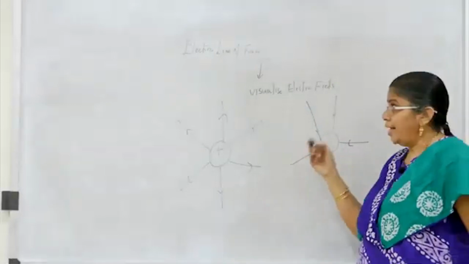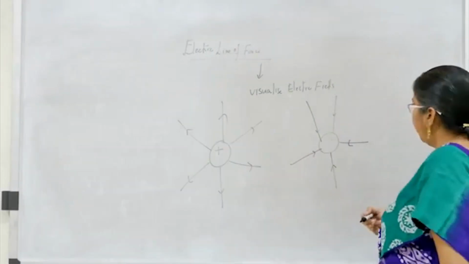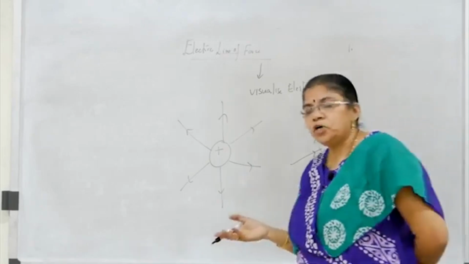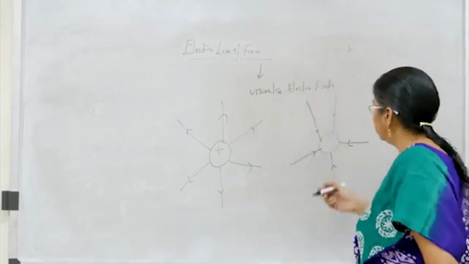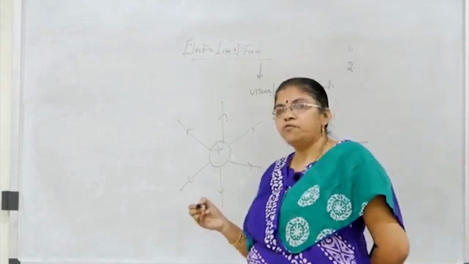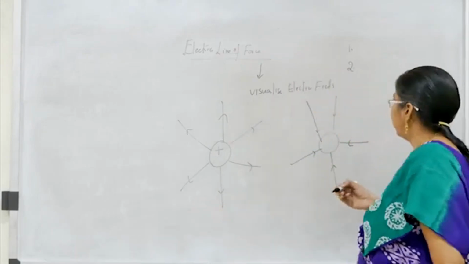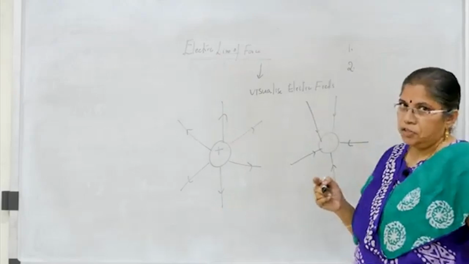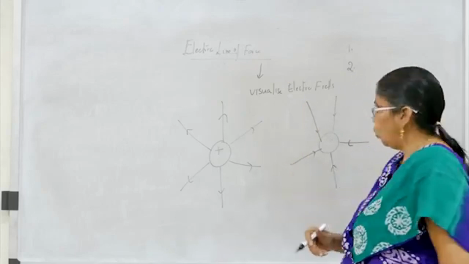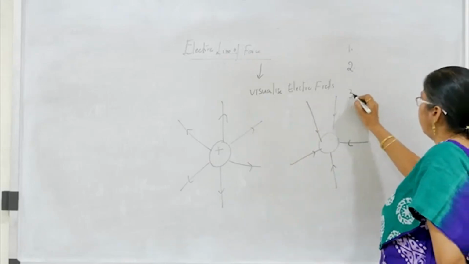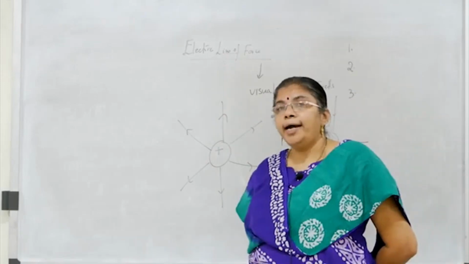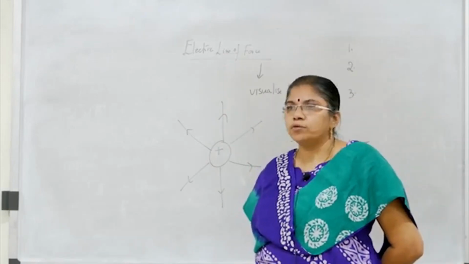There are some properties for the electric line of force. The first property is they start from a positive charge and end at a negative charge. Second property is they are always perpendicular to the surface. Third, electric lines of force do not form closed loops, which means these lines of force do not form closed loops.